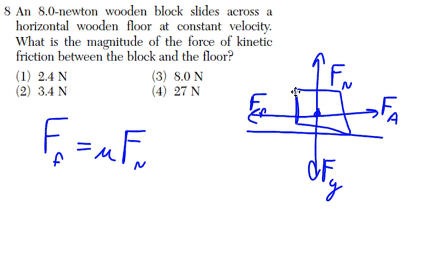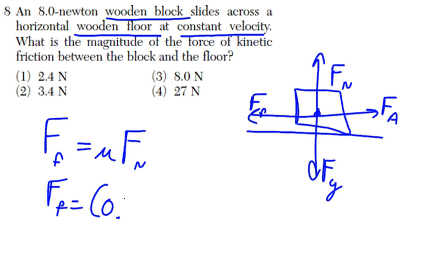For mu, you need to take a look at the two surfaces. If the two surfaces are a wooden floor and a wooden block, you're looking for the wood-on-wood coefficient of friction. Since it's moving at a constant velocity, you need to use the kinetic coefficient of friction as opposed to the static coefficient of friction. Looking that up on our reference table, we get 0.3. And then we need to find out what to plug in for the normal force.